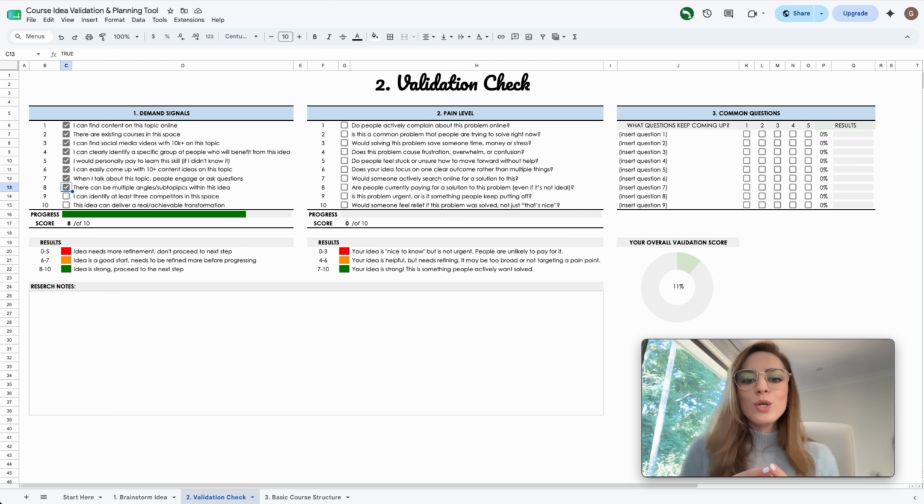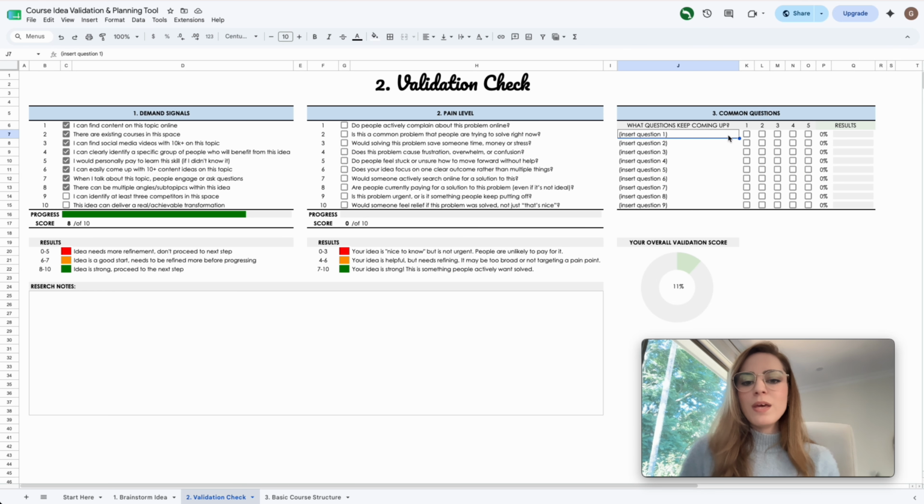Now, when you're doing your research, you want to look through Google, use AI, and confirm ideas through any online forums like Reddit, YouTube comments, Instagram comments, and anywhere you can find people asking questions relevant to your course idea. In the common questions section, you want to find at least 5 questions with at least 5 different people asking the same question. So this confirms it's a real issue.